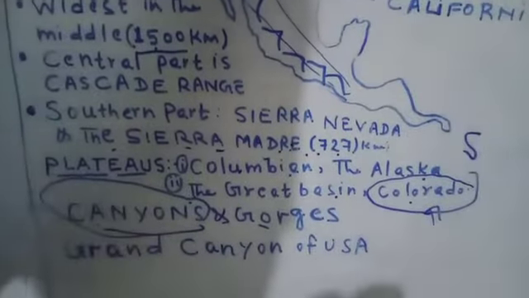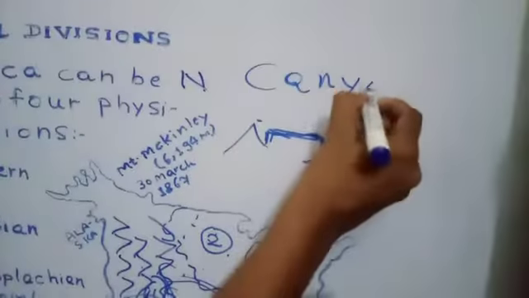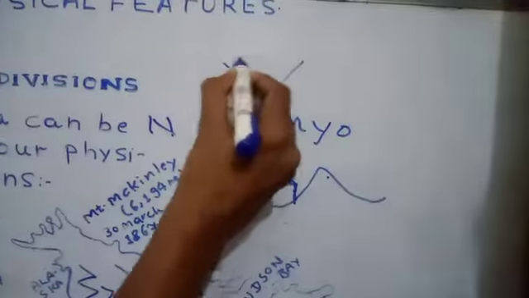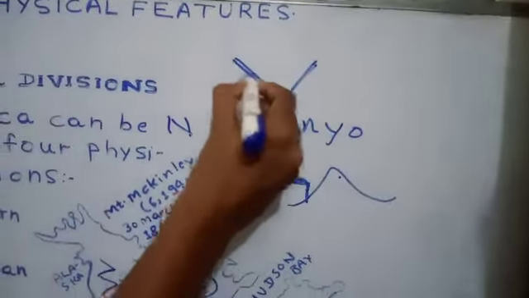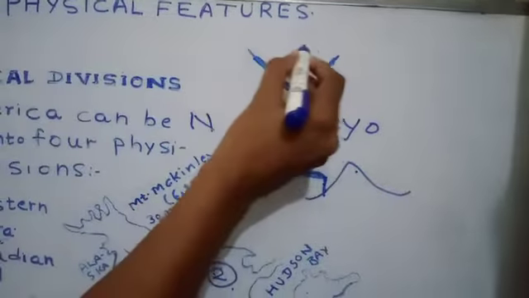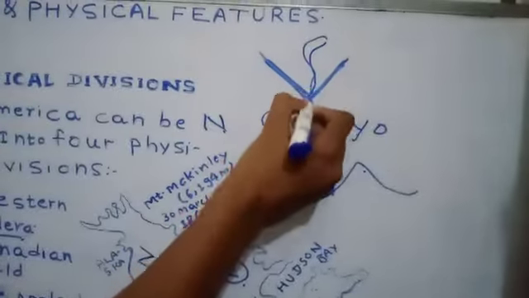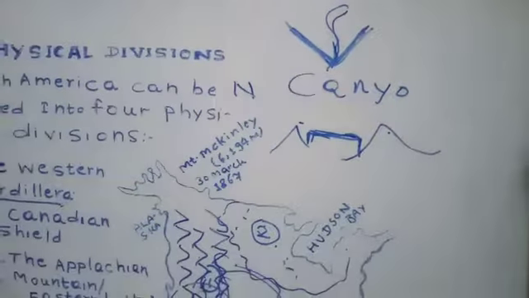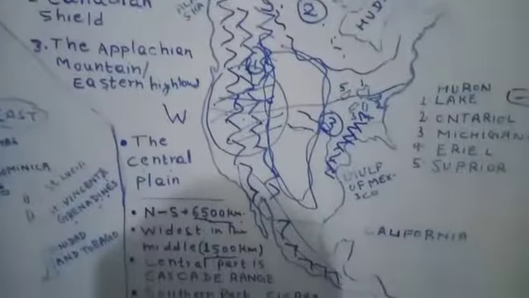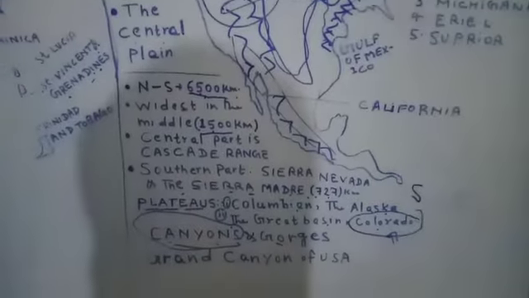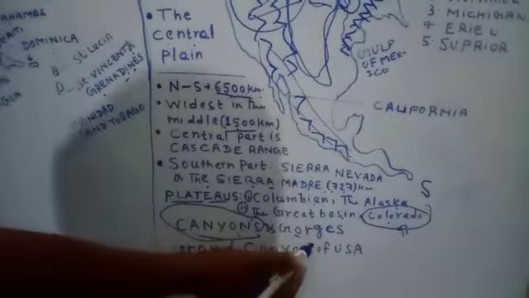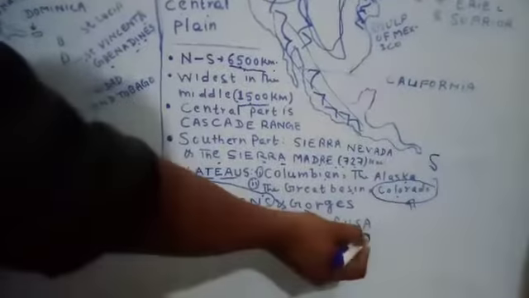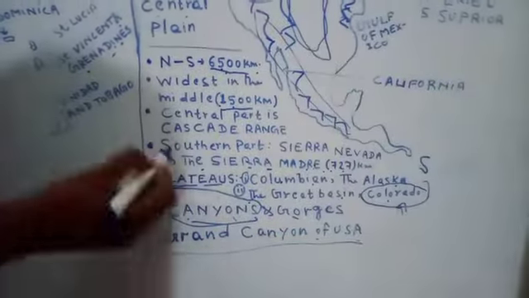Now let me explain what a canyon is. A canyon is dug out by the river. It's a V-shaped valley which is dug out by the river. So the V-shaped valley dug out by the Colorado River is called a canyon. So the Grand Canyon of North America is a very famous canyon dug out by the Colorado River. The Grand Canyon of the USA is very famous.